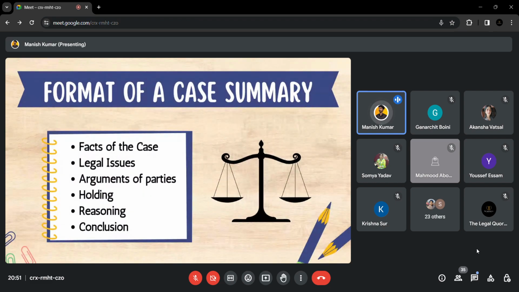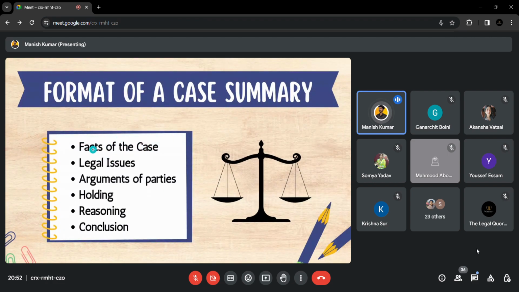Now, talking about the format of a case summary, at the very first, you need to write the case name and the neutral citation for it. It may be an SCC citation if it is an Indian case, or an AIR citation would work. Do not put Indian Kanoon link because that is not a reportable source. After that, you can outline the parties involved in that case. Thereafter, the main body of the case summary starts.